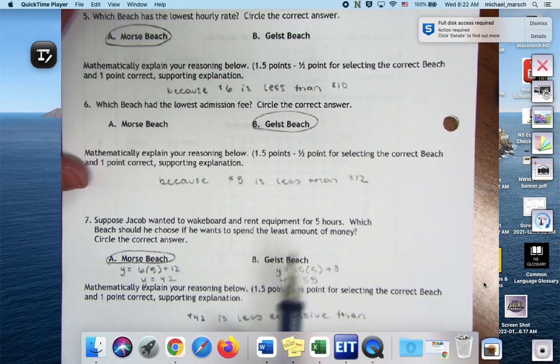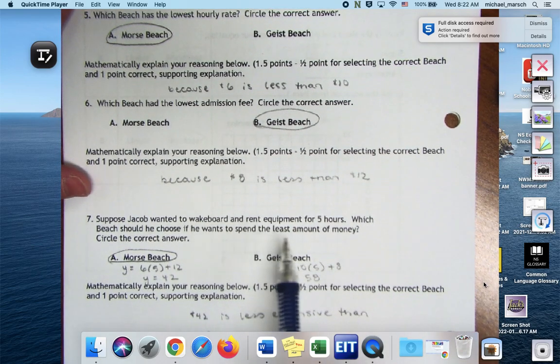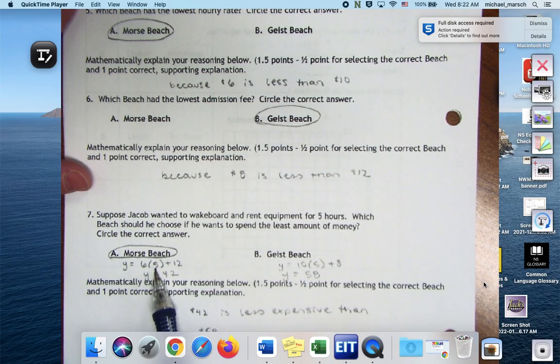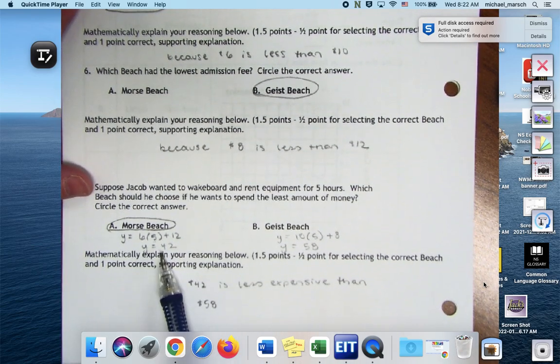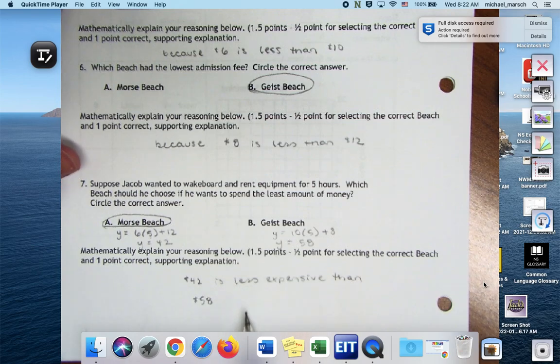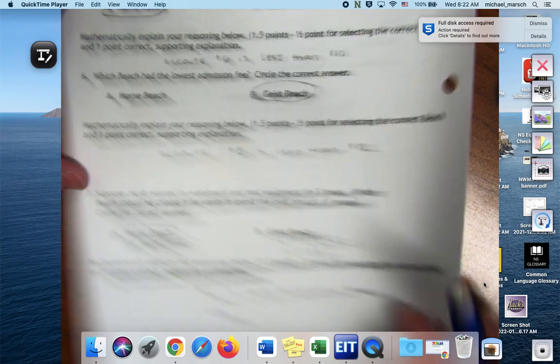If Jacob wanted to go wakeboard and rent equipment for 5 hours, which beach should he go to? This is where we take our equations that we created and put the 5 in for x, because that stands for the hours. 6 times 5 plus 12, 10 times 5 plus 8. I ended up with $42, $58. Clearly, 42 is less than 58, so you're going to want to go to More Speech if you're going to rent equipment for 5 hours.